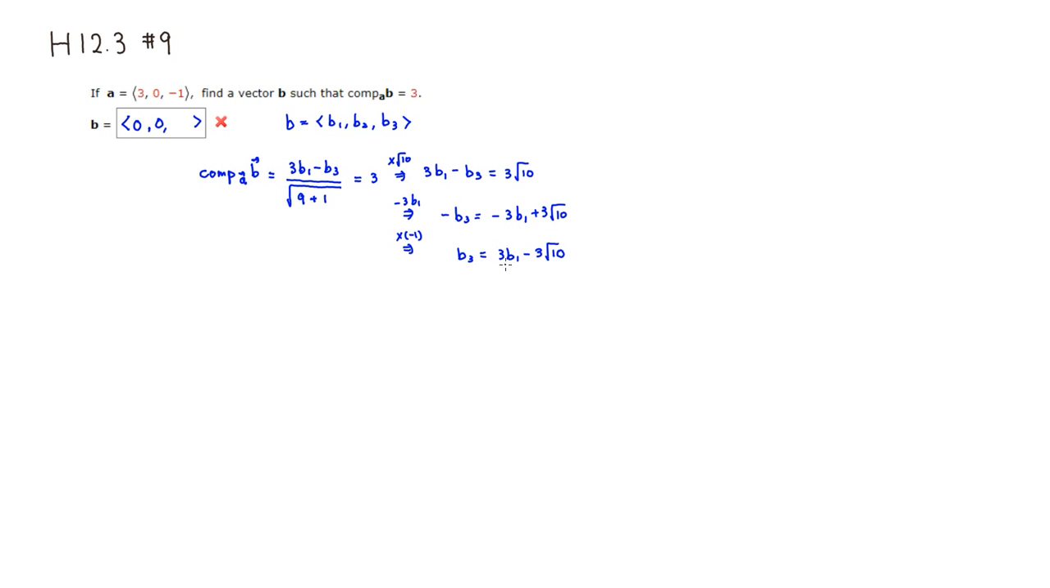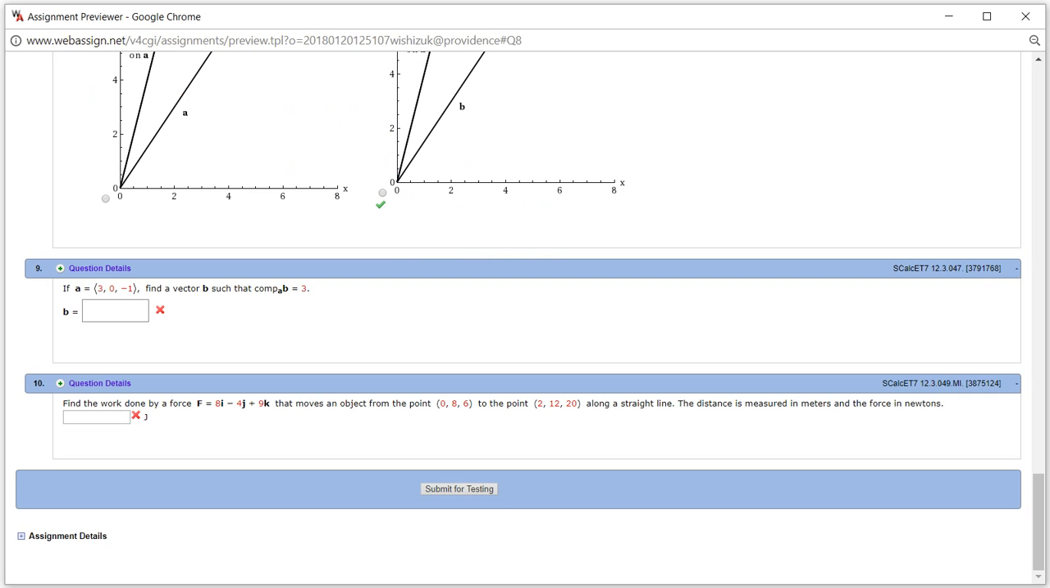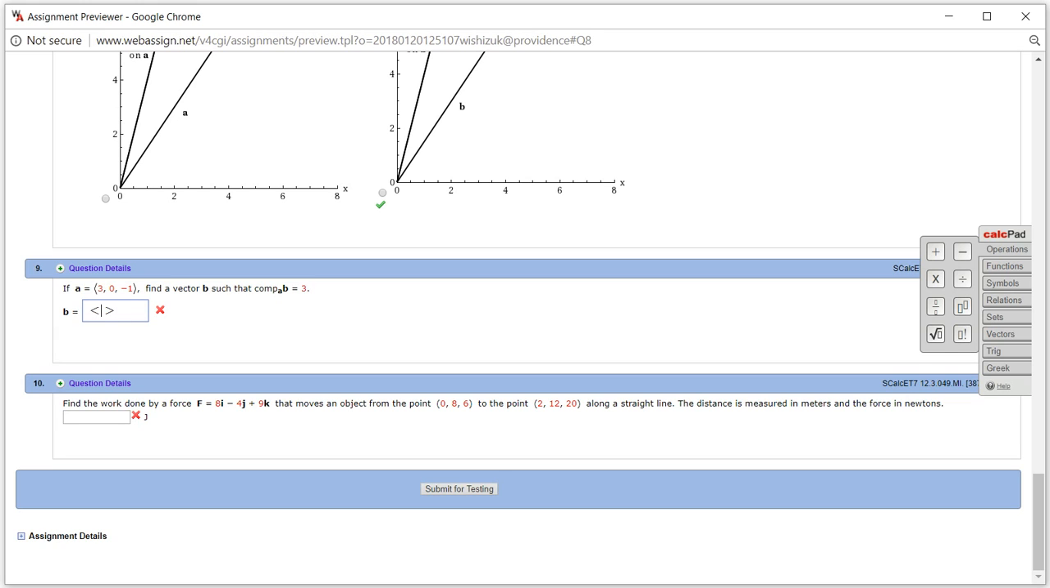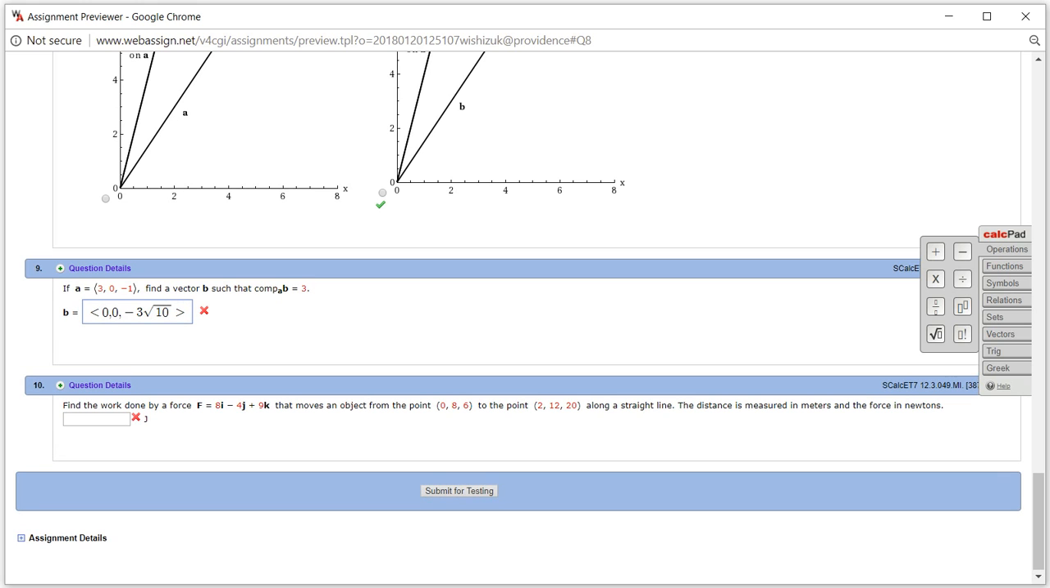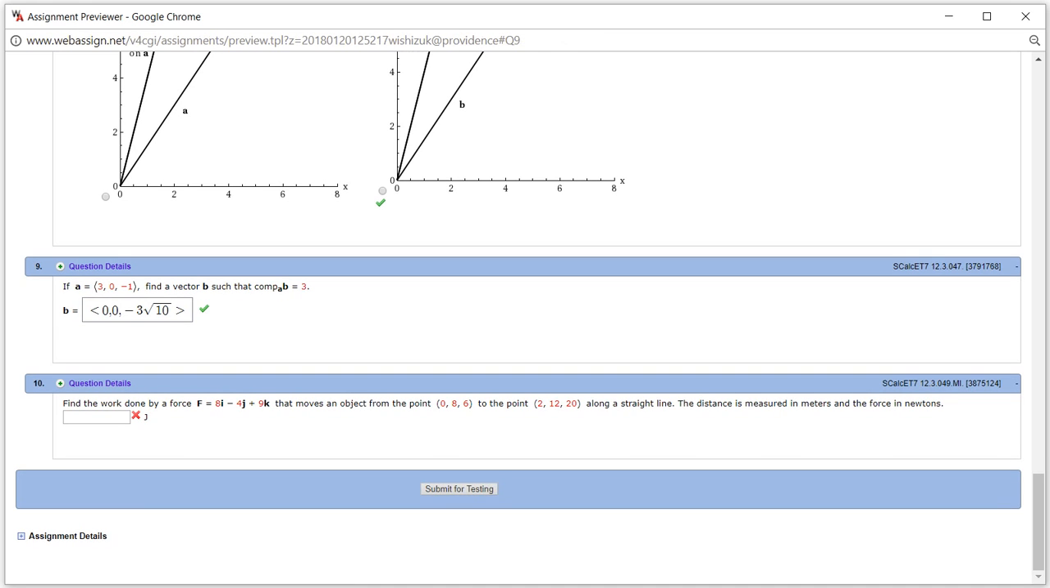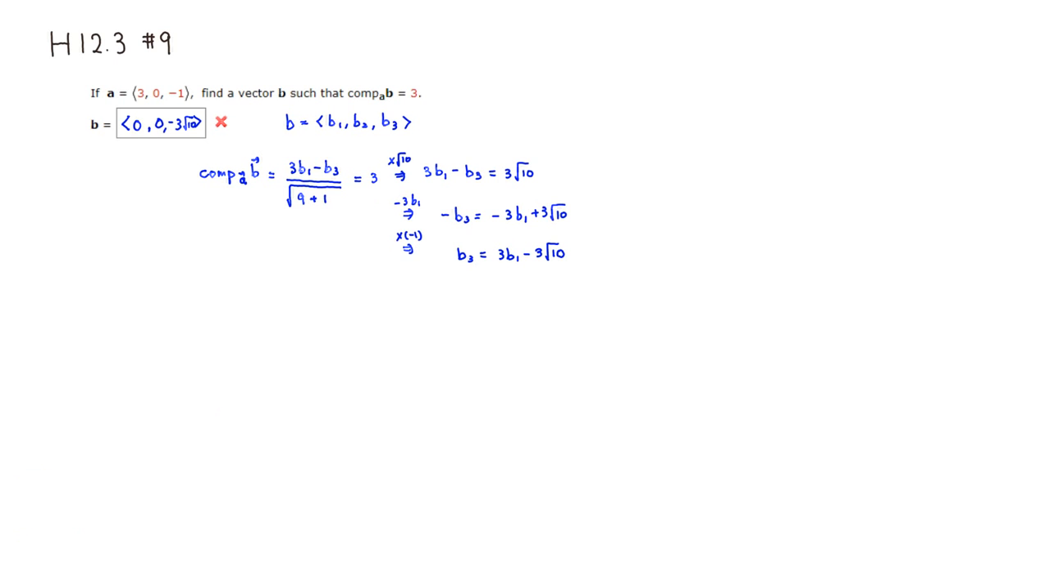Then if you set this equal to 0, B3 has to be negative 3 square root of 10. So let's check the answer. The first component is 0, the second component is 0, and the last component is negative 3 square root of 10. Let's check the answer. It came back and it looks like we got this one correctly. That's it. I hope that this was clear.